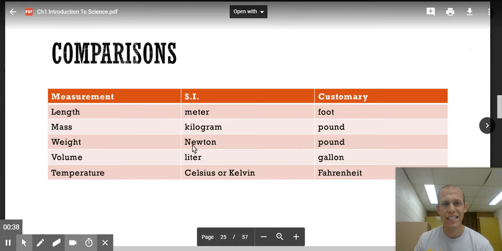So here's the SI system unit. Here are the customary units, and this is the type of thing that we're measuring. Just to give you some comparisons. So length is a meter, but we use feet. Mass is kilogram, but we use pound. Weight, different than mass, is a newton, but we use pound. Volume is a liter. We use gallons. Temperature is either Celsius or Kelvin, and we use Fahrenheit.